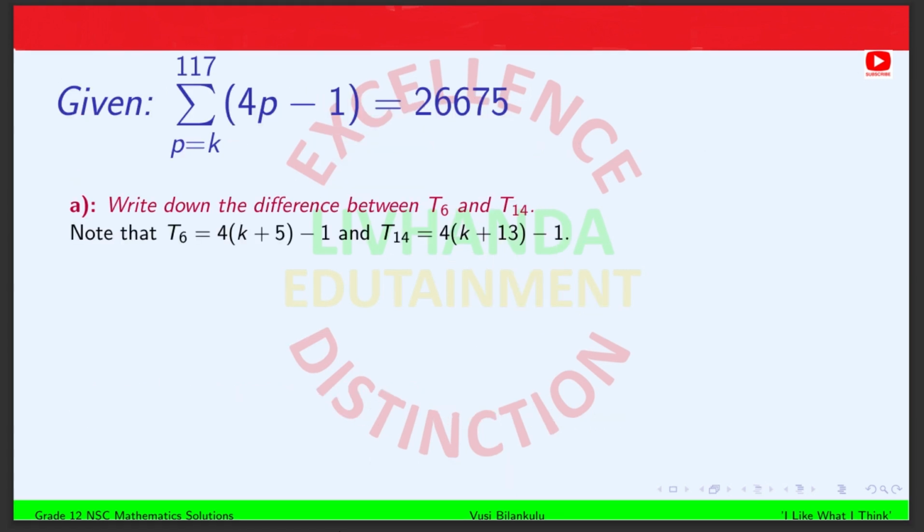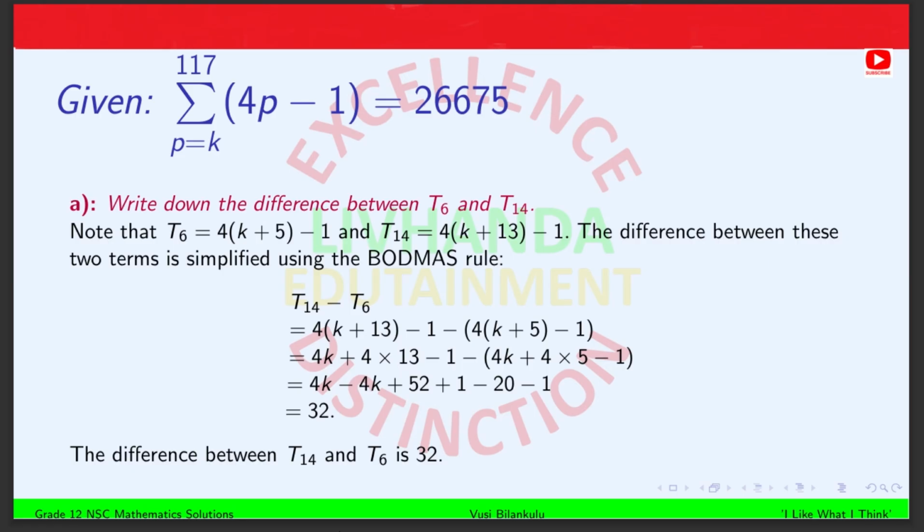Given a series that sums to 26,675 and in sigma notation with respect to p ranging from k until 117, with terms of the series given by a formula 4p minus 1. Notice that term 6 equals a product of 4 and k plus 5, and term 14 equals a product of 4 and k plus 13 minus 1. The difference between these terms is simplified using the BODMAS rule, so then the difference equals 32.